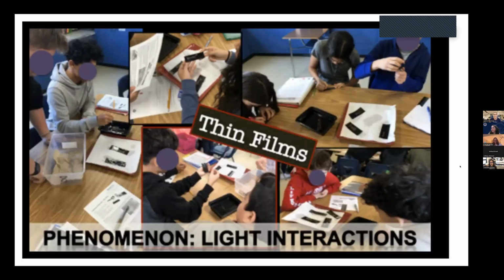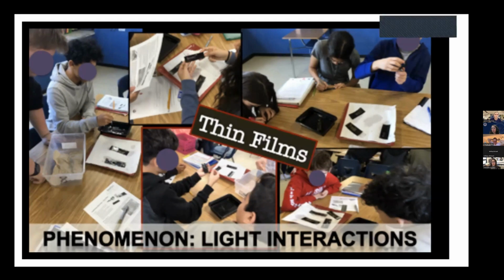Hey, there's some pictures of my kids actually doing the experiment. So I just give them little plastic lunch trays. We put water in there. They take the black construction paper, they dip it under the water, and then drip a little bit of nail polish on it, and then lift up that construction paper.